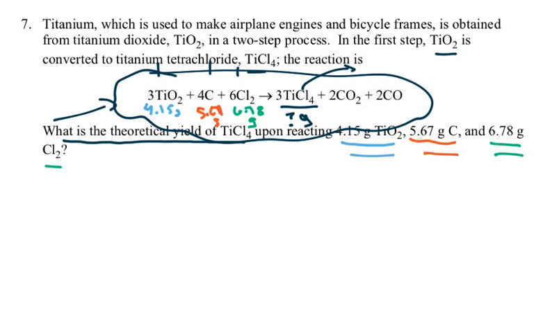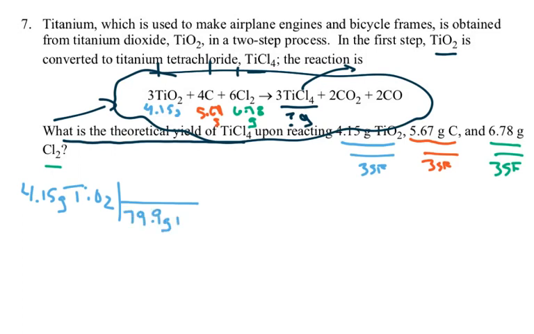3 sig figs. 3 sig figs. So all are 3, so our answer is going to be 3, so we're done thinking about sig figs. We're not even going to worry about it. So, 4.15 grams TiO2. Okay, now we got to get on the island, okay?